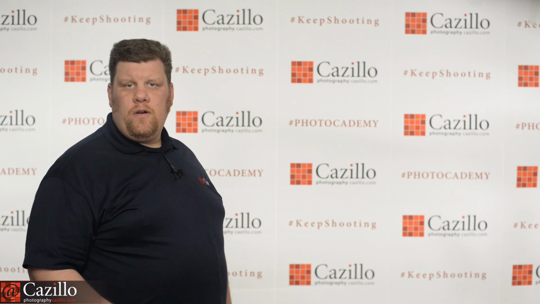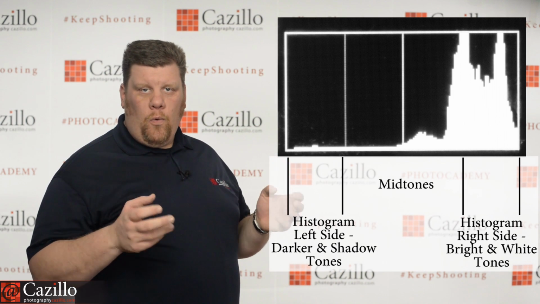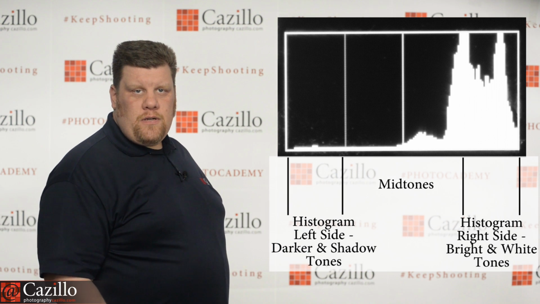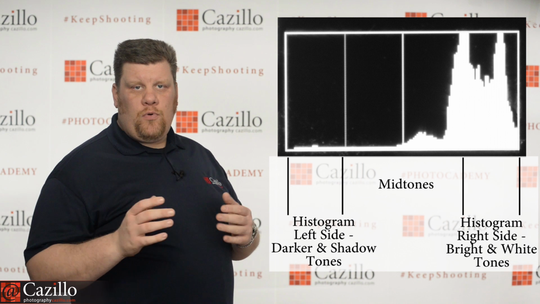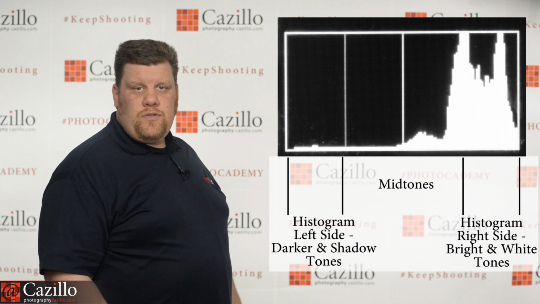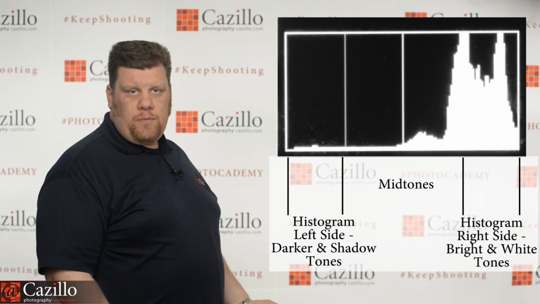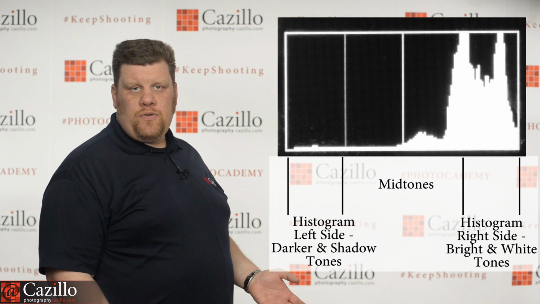A term you may have heard in the past is shoot to the right. What does that mean? In basic terms, you want to push the data in the histogram as far to the right side as possible without overexposing. This ensures you have the most data to work with in post-production and distributes the image exposure within the camera's dynamic range.